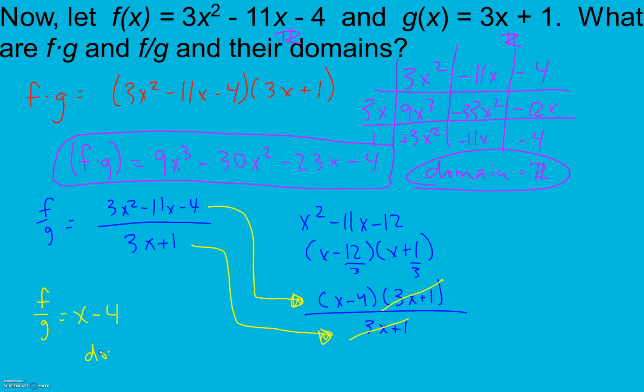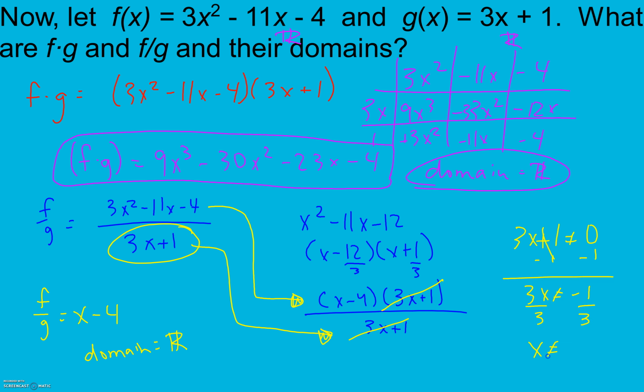As far as my domain goes, I'm going to have the same domain as I did for my multiplication, except my denominator, or g of x, cannot equal 0. So here, and I know that we canceled it out along the way, but that doesn't matter. It's still a problem if at any point we have that division. So g of x here, 3x minus 1, cannot be negative 1/3 when I solve for x there. So our domain is going to be all real numbers not equal to negative 1/3.